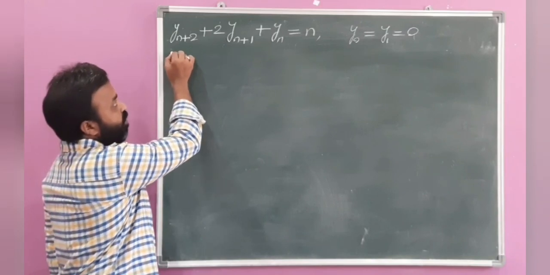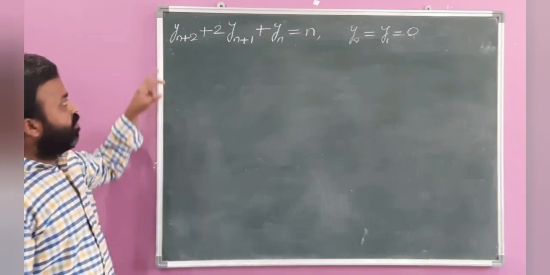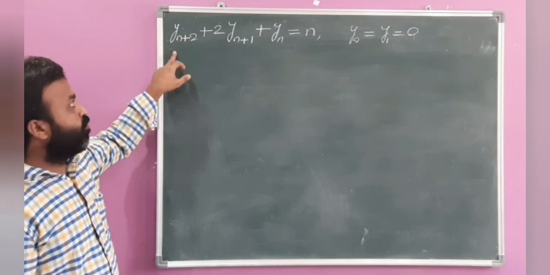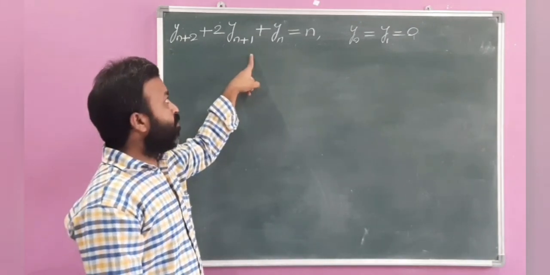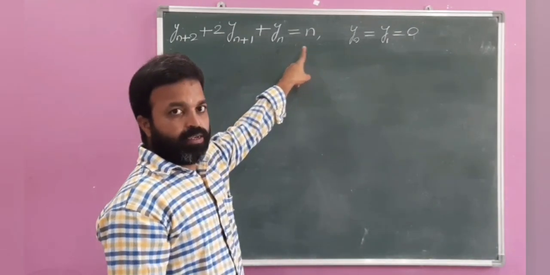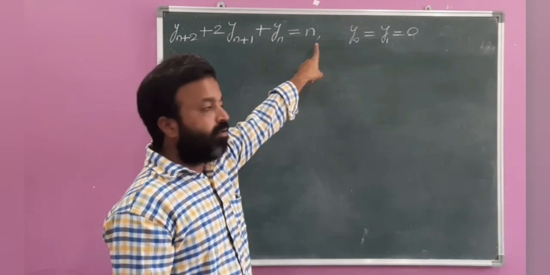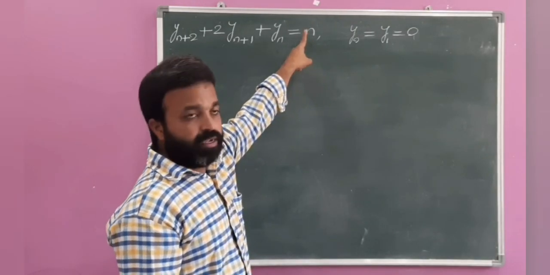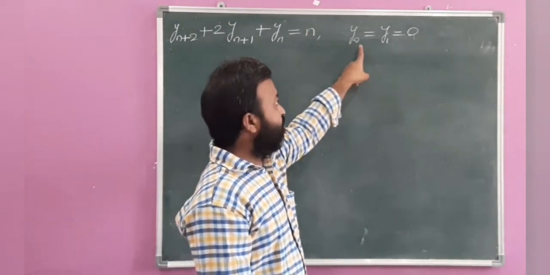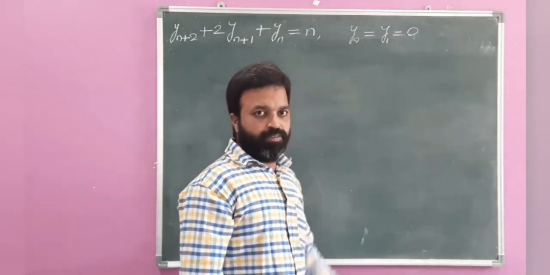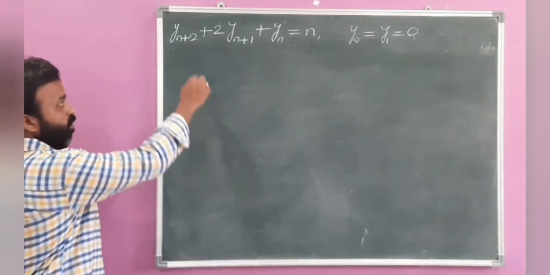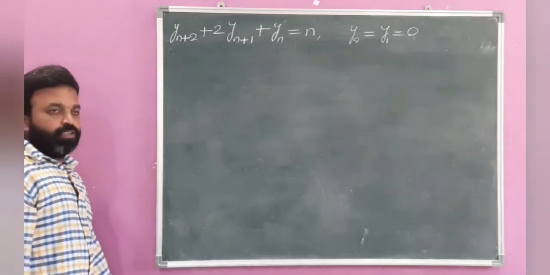Now this is another example. The difference equation is given as y(n+2) plus 2 into y(n+1) plus y(n) is given as n. Here the function f(n) is also given, that is n. The given conditions are y0 and y1 are zeros. Now we solve this difference equation using Z transform.